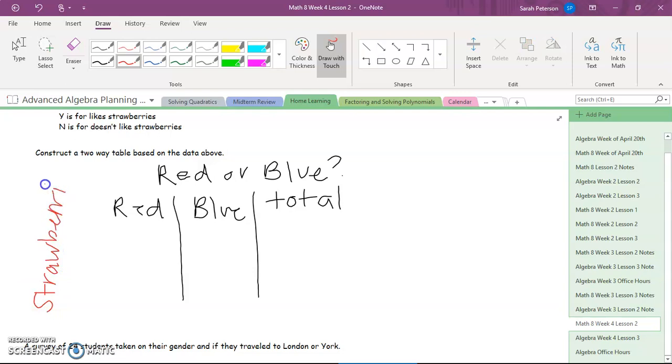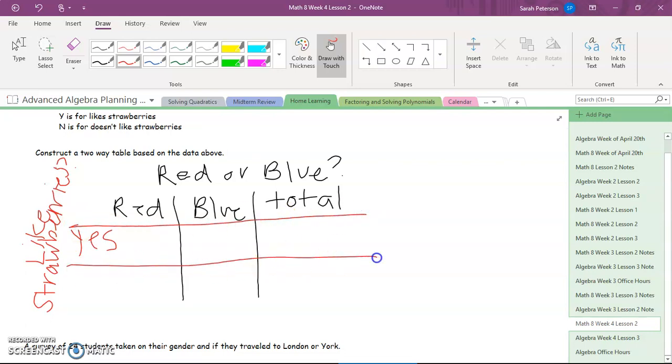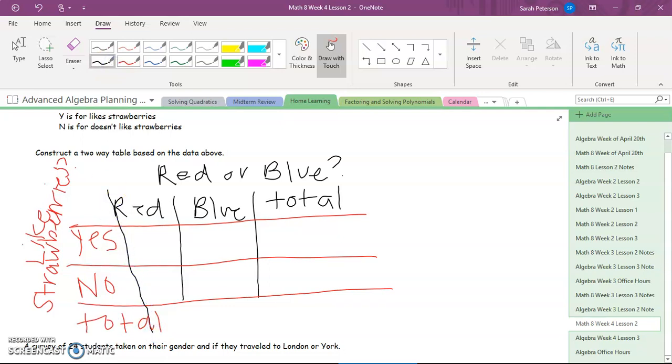So on the side I'm going to write strawberries, question mark, and I'll put above it, do you like strawberries? One answer was yes, and that'll be there, and the other answer will be no. And then I'll also have the total for that. So I just built my options for what I'm going to fill in for my table. Okay, so now I've got to fill in my table.